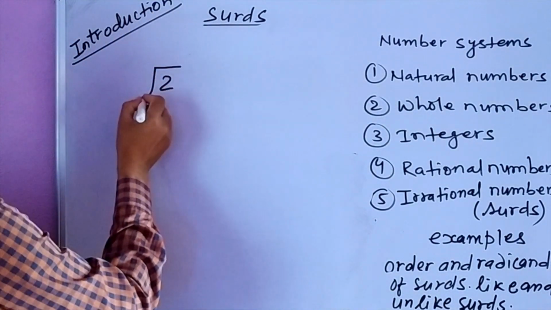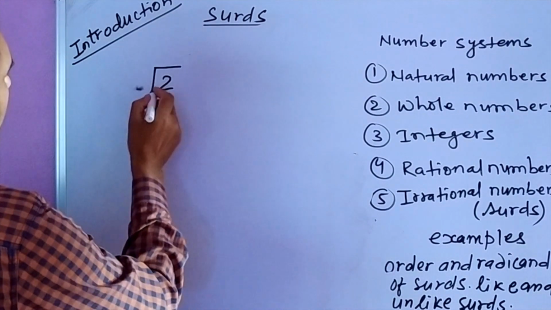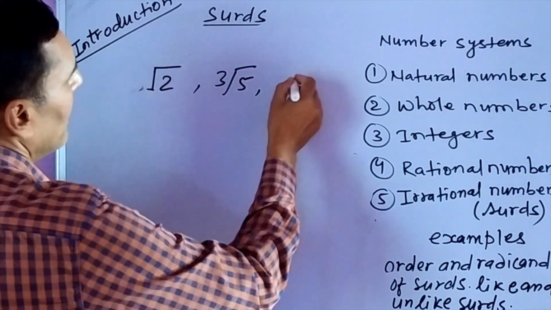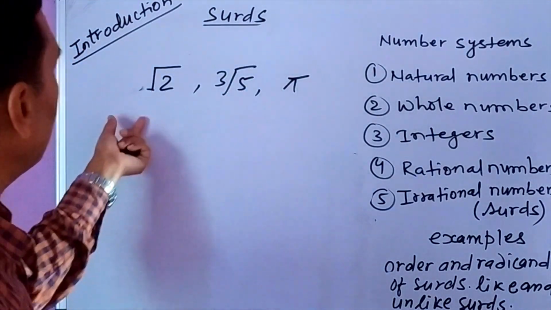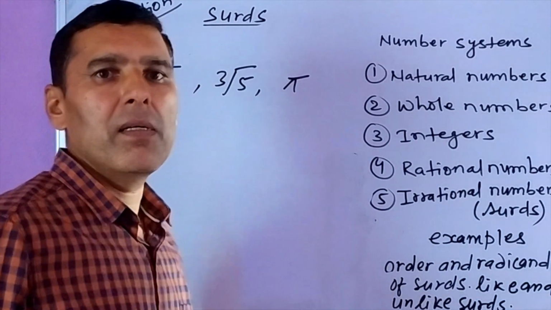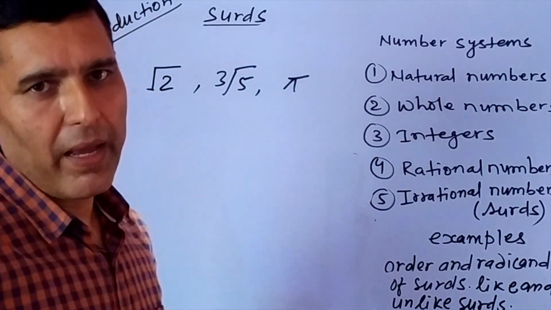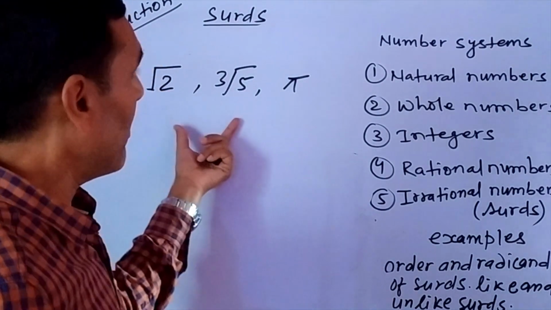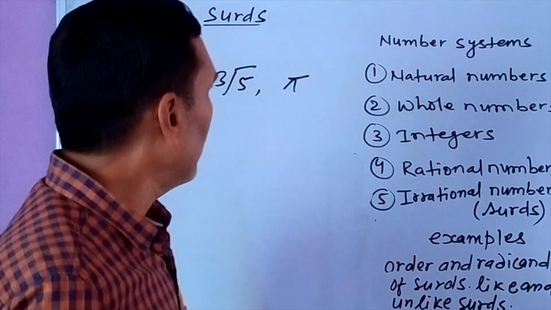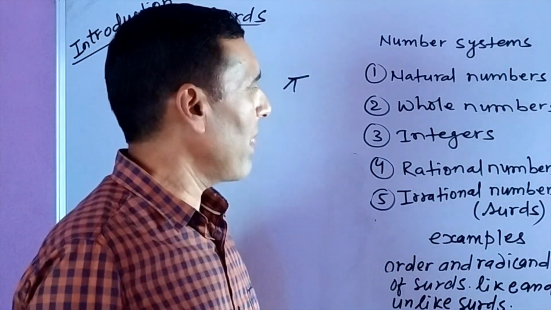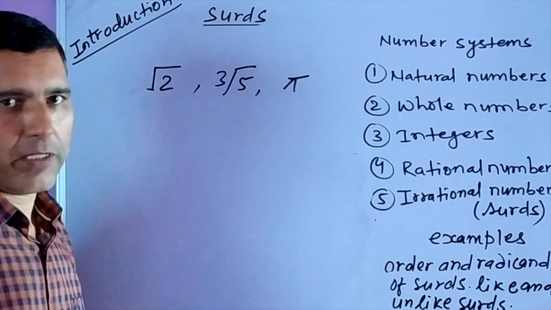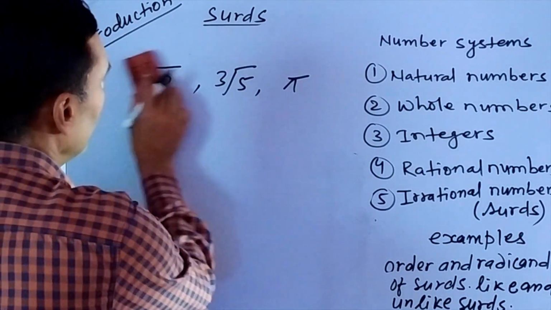Like, what is the decimal value of root 2? What is the decimal value of cube root of 5? If you find the decimal values of these numbers, you will get non-terminating and non-recurring decimals. Such numbers whose decimal value is non-terminating and non-recurring are known as irrational numbers, and such irrational numbers are known as surds. So this is the definition of surds.